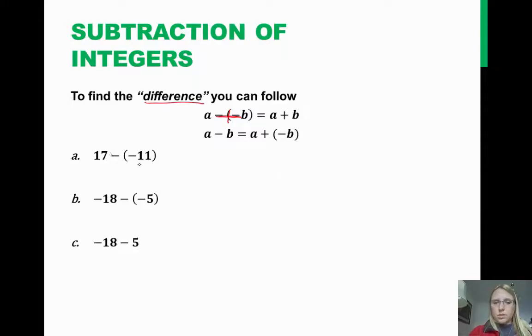So let's look at the first example. We have 17 minus a minus 11. I can literally connect those two and turn it into a plus instead. So that would become 28.